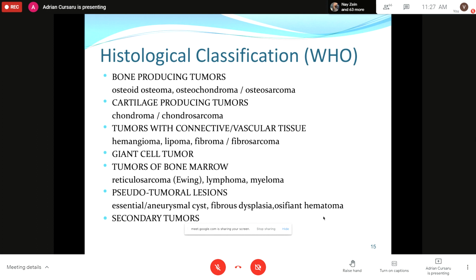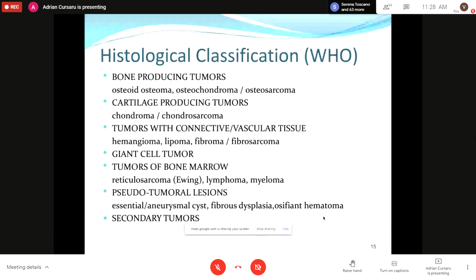That's cartilage-producing tumors. Other types of tumors are represented by tumors with connective vascular tissue, where we are discussing hemangioma, lipoma, fibroma, or fibrosarcoma. Those malignant tumors have the types of cells that we normally see in the vascular tissue. For giant cell tumor, for example, and for tumors of bone marrow, like reticulosarcoma, we name that type of sarcoma Ewing sarcoma, lymphoma or myeloma.